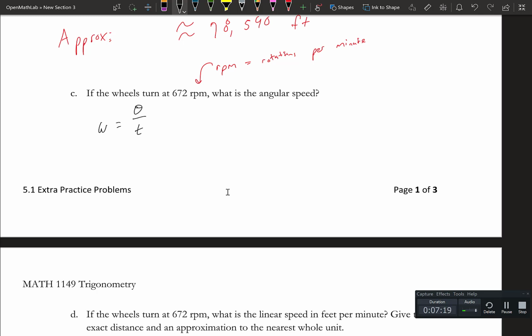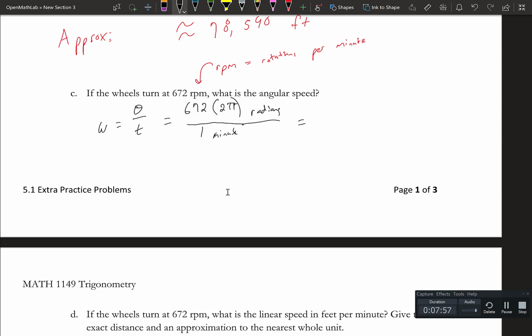So theta is going to be that angle, and we're going 672 rotations. So in other words, theta is going to be equal to 672 times 2 pi, because we're going 2 pi radians 672 times. That's what that means when we have 672 rotations. And then t, the time, would be 1 minute, because we're doing 672 rotations in 1 minute. And this would be in radians per 1 minute.